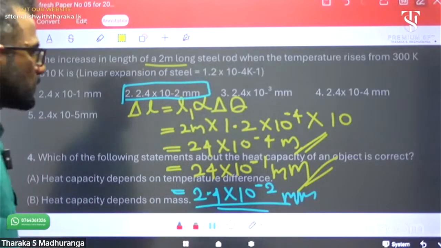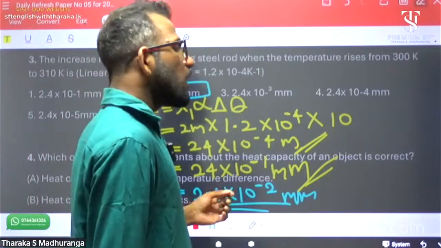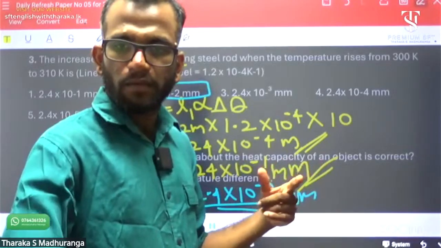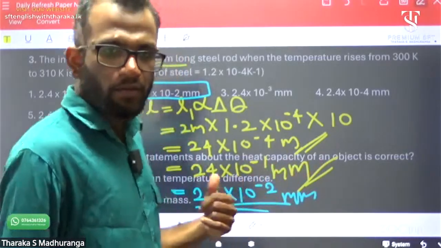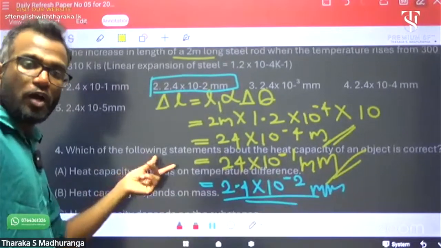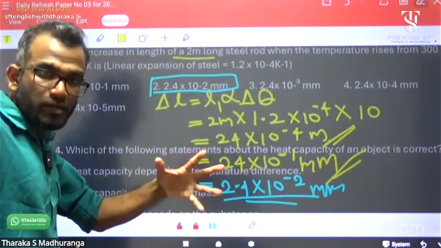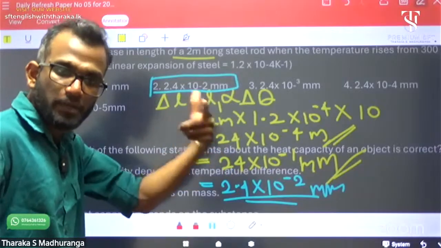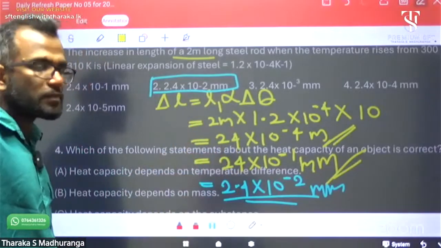Yeah, meters to millimeters. How many millimeters per meter? Very good, Kabir. How many centimeters per meter? 100. Then how many millimeters per 1 centimeter? 10. Then per meter, 1000 millimeters.